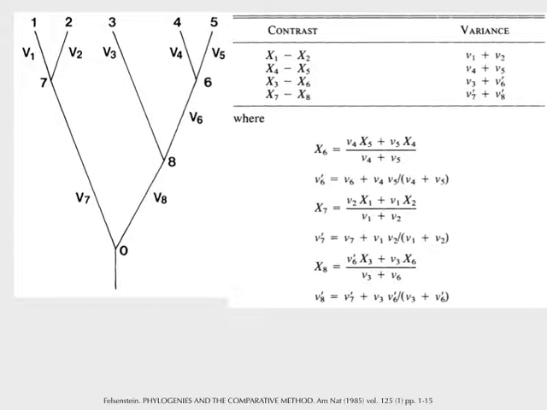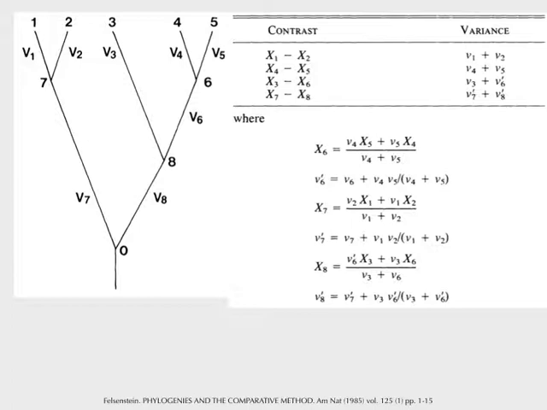I can normalize them by expected variance. So I can get a standardized contrast, something that has expected mean 0 and variance 1. So say you compare X7 and X8, right? Well, X7, so this number, which is this number. So first we have to reconstruct this, right?